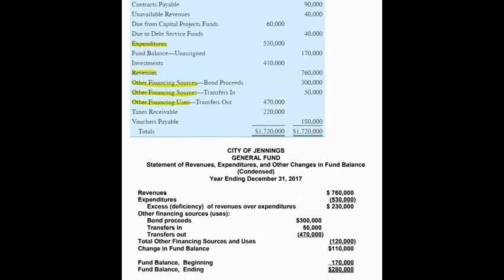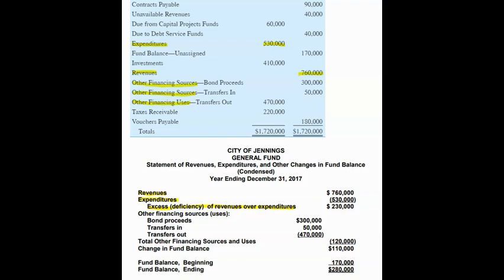And this statement follows a certain template, the framework. So we start with revenues. Similar to the income statement, we start with revenues, which is 760,000, and then followed by expenditures, like cost, which is 530,000. And then revenues minus expenditures is the excess or deficiency of revenue over expenditures. So this is the first level of profit.